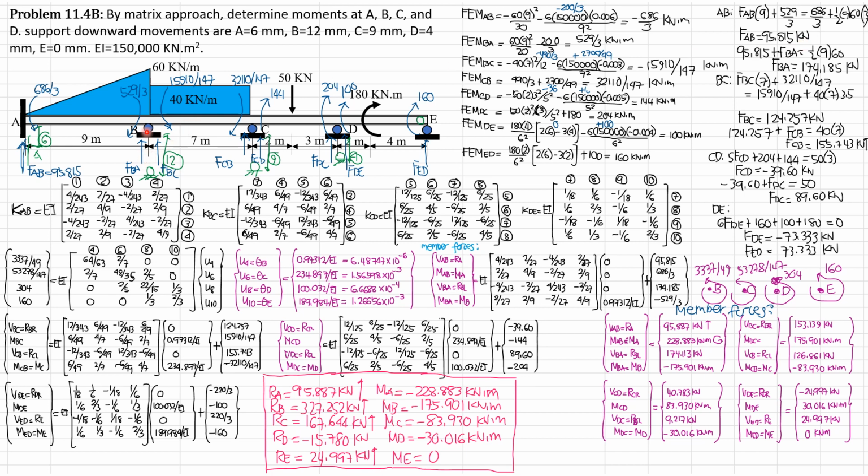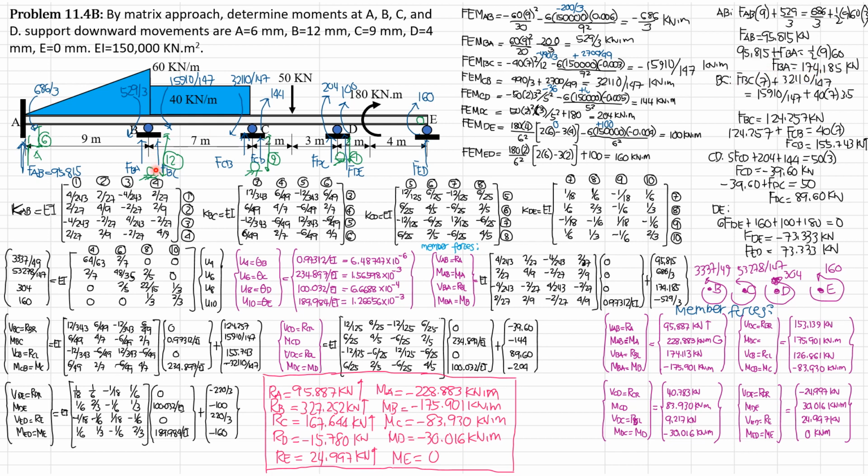For FBA, supposedly we sum up moment about A, but for easy calculation so that the solution will be faster, just sum up forces vertical. So FBA equals load minus FAB. 95.815, summation forces Y plus FBA equals the area of the load, 1/2 of 9 times 60. So FBA is 174.185 kilonewtons. This is for the member forces later.